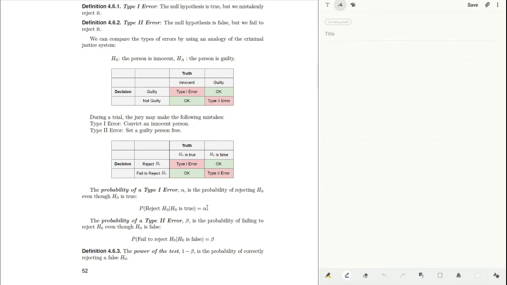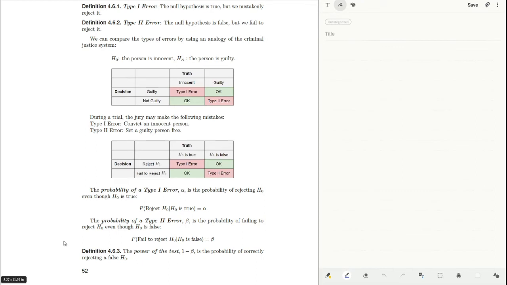So when we're choosing the significance level for our hypothesis test, we're also setting the probability of making a type 1 error. Now, the probability of a type 2 error is denoted by beta, which is the probability of failing to reject the null hypothesis even though the null hypothesis is false. Now, finding this probability is a bit more involved because it will depend on the value we choose for the parameter in the alternative hypothesis, and we won't be concerned about calculating this type of probability.